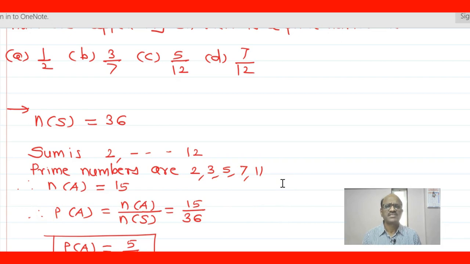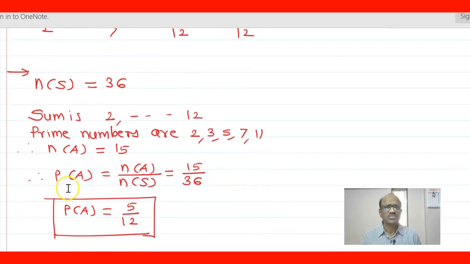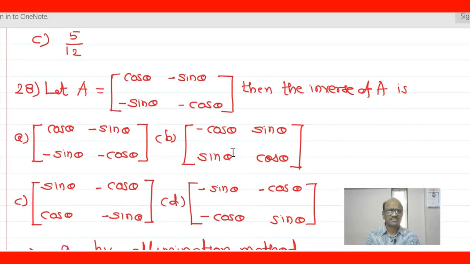Then what will the event be? The number should be prime. Then you will get n of A is equal to 15, and the probability P of A is equal to n of A upon n of S, that is 15 upon 36. You can calculate the prime sums: first (1,1), then (1,2), then you will get 3, and in this way you can find that n of A is equal to 15.